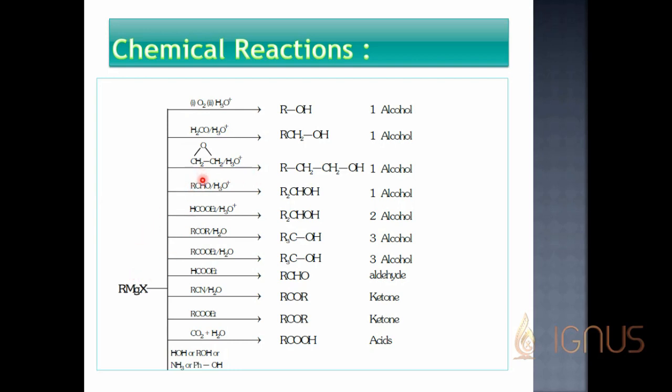Again, if you treat it with aldehyde, you will be getting secondary alcohol. Or if you treat it with ester, you will be getting alcohol, but here it is a tertiary alcohol. If you treat it with ketone, then tertiary alcohol. Or if you treat it with cyanide, then you will be getting ketone as the product. These are some of the important reactions. These 5 reactions are very important.